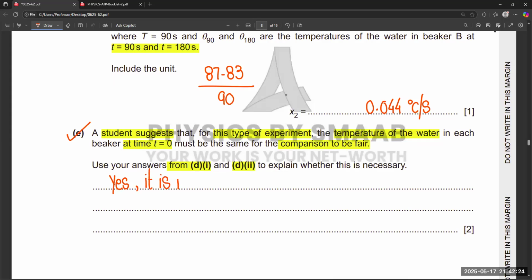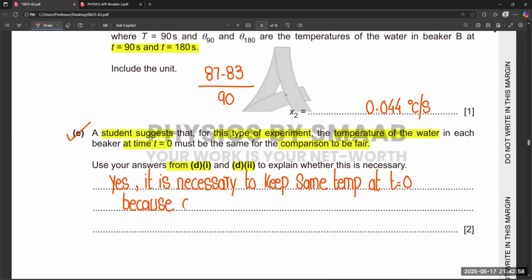So it is necessary to keep the same temperature at time equals 0, because of the rate of cooling.